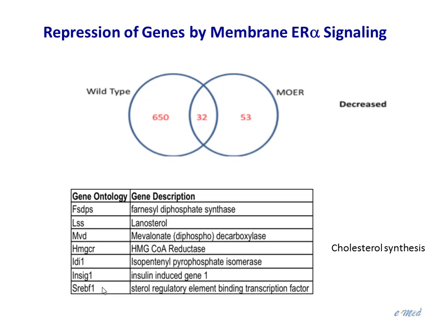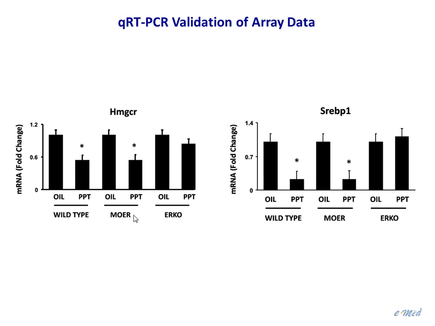And not only in liver, but in fat and other areas where cholesterol and fatty acids are made, that gene is regulated by estrogen signaling from the membrane. Also, the rate-limiting enzyme HMG-CoA reductase for cholesterol synthesis is regulated. We validated this by qPCR.